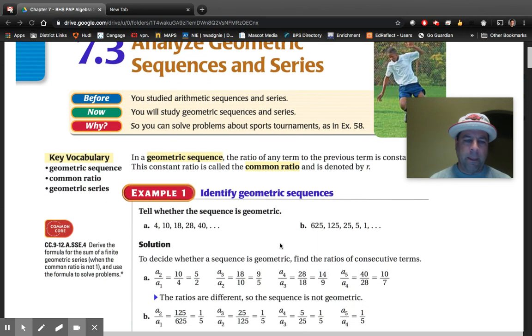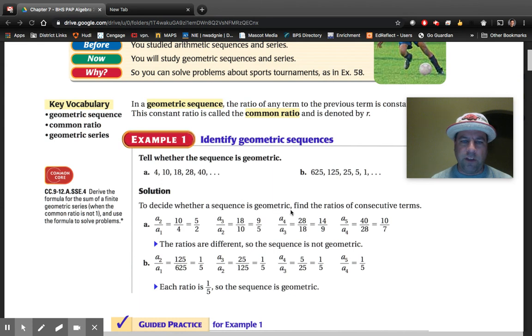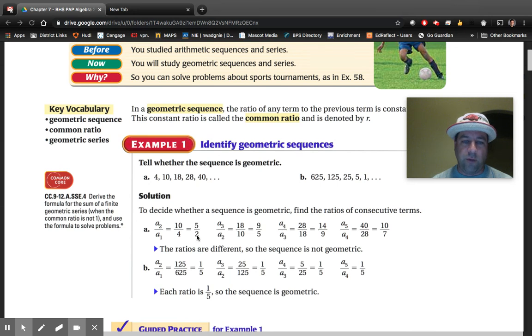All right, so example number 1. Decide whether it's geometric. Find the ratio. So they put 10 over 4, 18 over 10, 28 over 18, and 40 over 28. This was 10 over 7, this was 19 over 9. Immediately, that's no longer geometric. As soon as one of them's different, it's no longer. So I didn't have to do all of them, guys. I could have put 10 over 4 and got 5 over 2, 18 over 10 and got 9 over 5. Boom, done. It's not geometric.